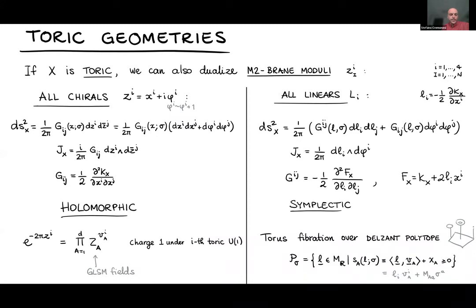Okay, and so very briefly here, I'll just mention very quickly, this is not that important. If the Calabi-Yau geometry is toric, then essentially there is a U1 symmetry for each of the coordinates on the Calabi-Yau. And so you can also dualize M2 brane moduli. If you just describe the M2 brane moduli as chiral multiplets, that corresponds to the holomorphic presentation of toric geometries. On the other hand, you can dualize these chiral multiplets to linear multiplets in the same way that I did before, and that will correspond to the symplectic presentation of the toric geometry, where you view the toric geometry as a torus fibration over a compact polytope, which is known as the Delzant polytope. Okay, this is just a quick comment for the experts.